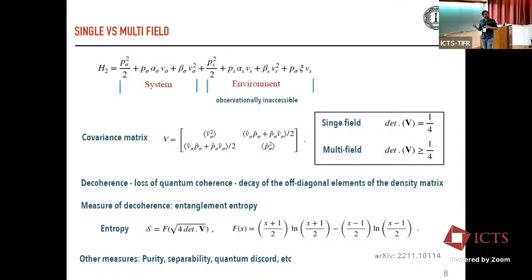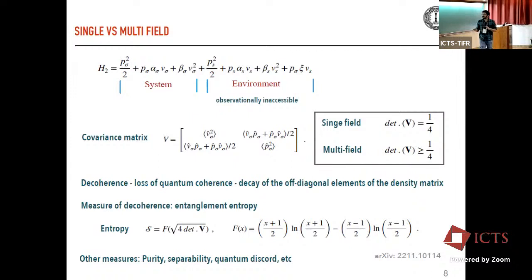Decoherence is basically when the system, which is the sigma here, the curvature perturbation, is interacting with the other fields. Then you can construct the density matrix from this wave function. There will be some off diagonal elements because this system is interacting with the environment, and eventually, dynamically, these off diagonal terms will be suppressed due to the interaction of curvature perturbation with isocurvature perturbation. So this is called decoherence. This decoherence can be measured using entanglement entropy.